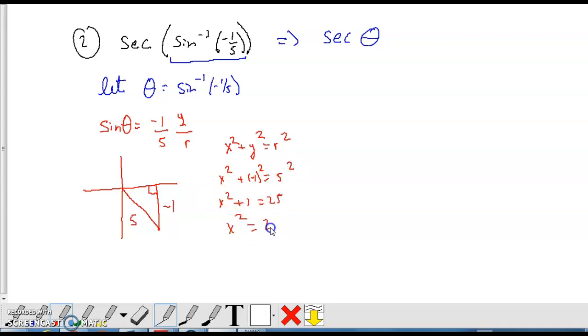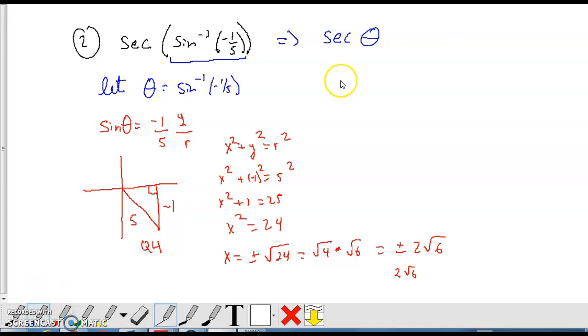So x squared is equal to 24. X is equal to plus or minus the square root of 24. Again, break down root 24 into 4 times root 6. So this is really plus or minus 2 root 6. We are in quadrant number 4, and x is positive in quadrant 4. So we are really going to say that it's a positive 2 root 6.